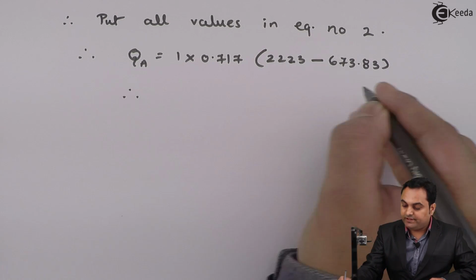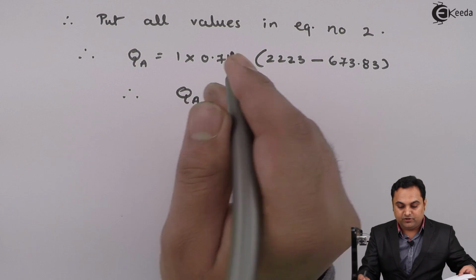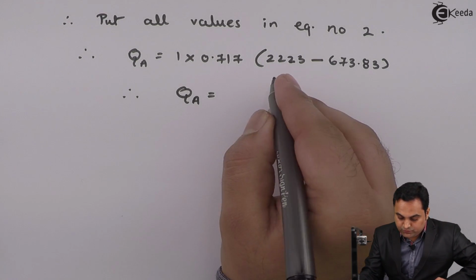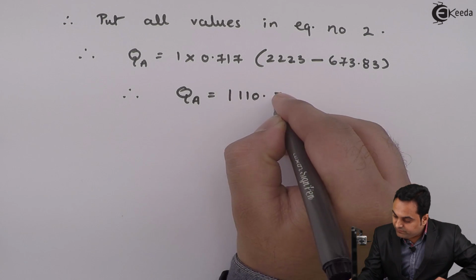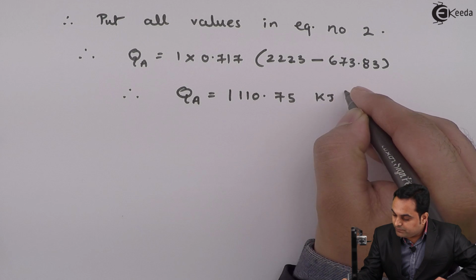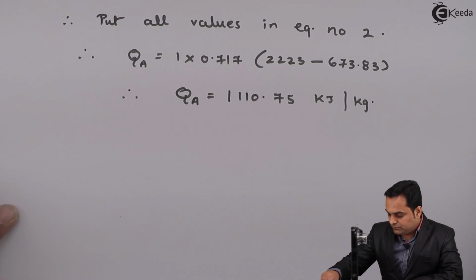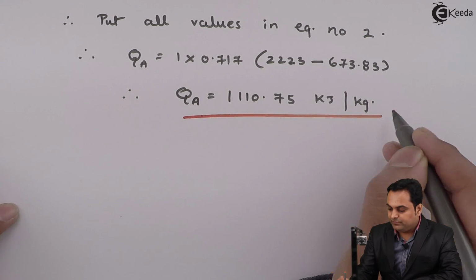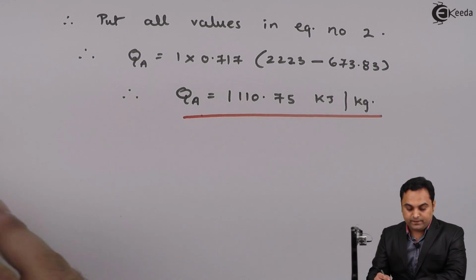So therefore on calculation I'll get my answer of QA as it comes out to be 1110.75 kilojoule per kg. So this is the amount of heat added. Now similarly I'll calculate the amount of heat rejected.